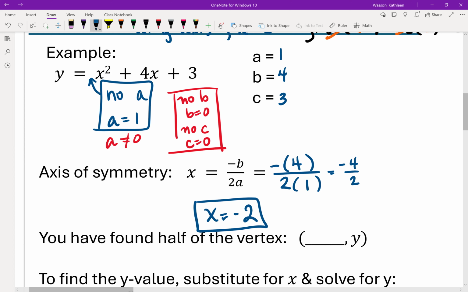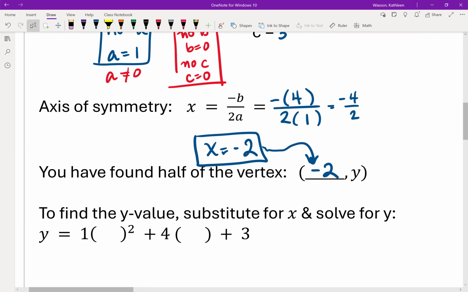So now I have a vertical line equation for my axis of symmetry, and my vertex will be on the axis of symmetry, so I've also found the X part of my vertex. I need to find the Y part of the vertex, so I substitute into the equation that I'm trying to graph.